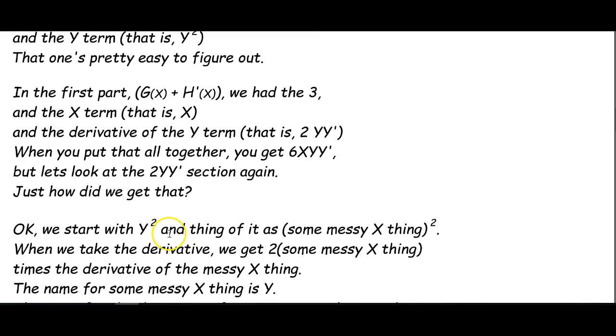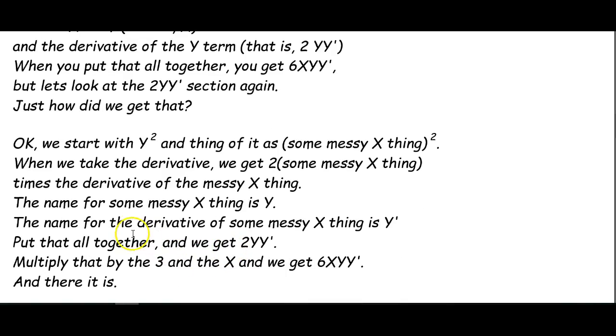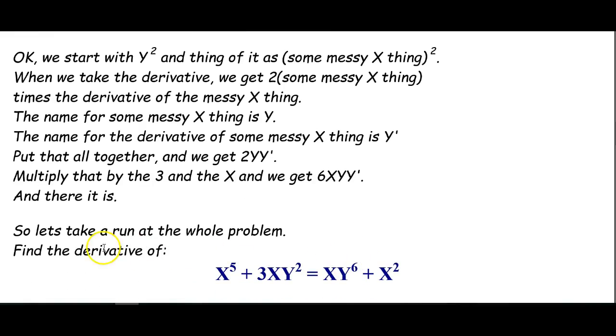Okay, we start with y squared, and think of it as some messy x thing squared. When we take the derivative, we get 2 times some messy x thing, not squared, times the derivative of the messy x thing. The name for some messy x thing is y. The name for the derivative of some messy x thing is y prime. Put that all together and we get 2y y prime. Multiply that by the 3 and the x and we get 6xy y prime. And that's it.